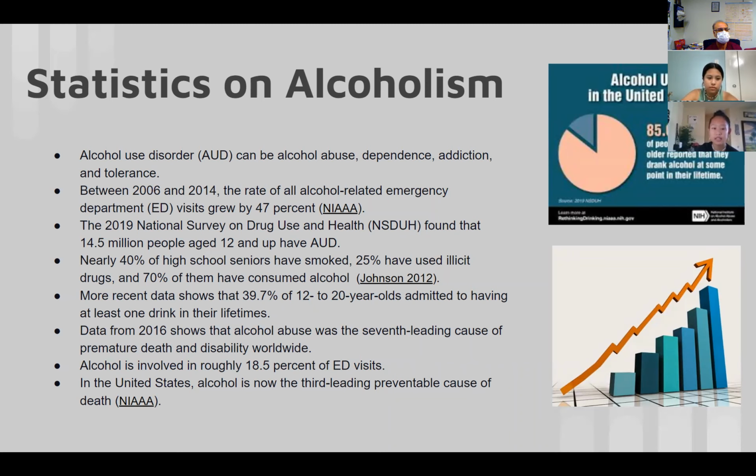This is due to the fact that adolescents appear to be less sensitive to the aversive properties of drugs of abuse as compared to adults. And data from 2016 shows that alcohol abuse was the 7th leading cause of premature death and disability worldwide. And in the United States alone, it is now the 3rd leading preventable cause of death.